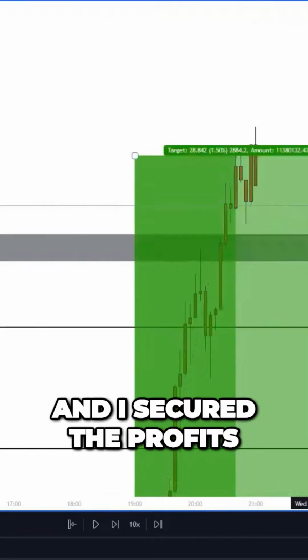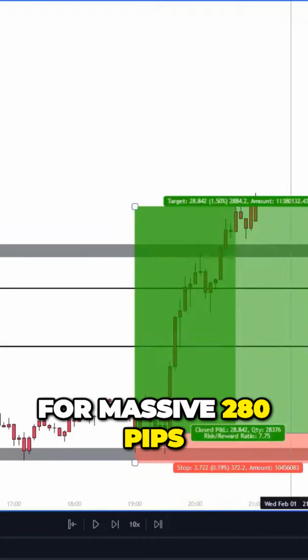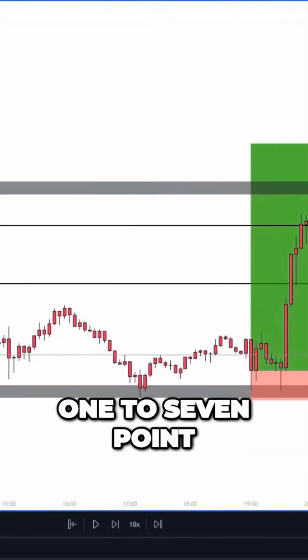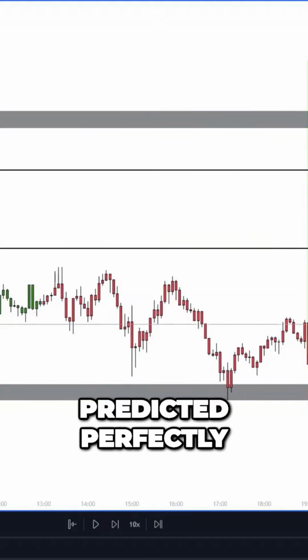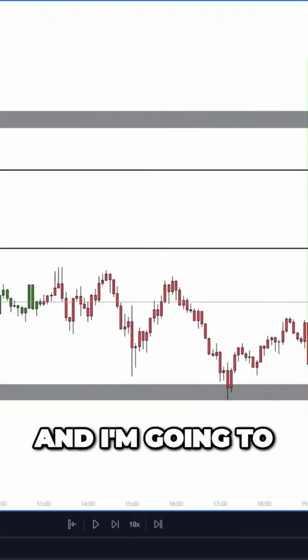I went to bed at that point and I secured the profits for a massive 280 pips, 1 to 7.75 risk to reward. So the trade played out exactly as predicted, perfectly from the new strategy. And I'm going to show you the account.